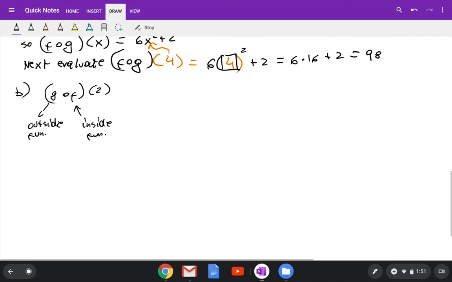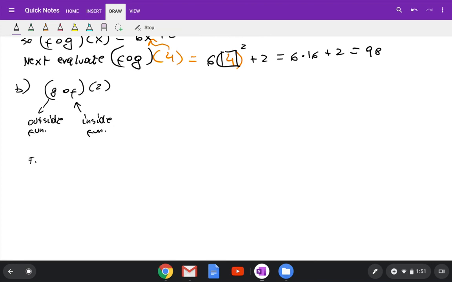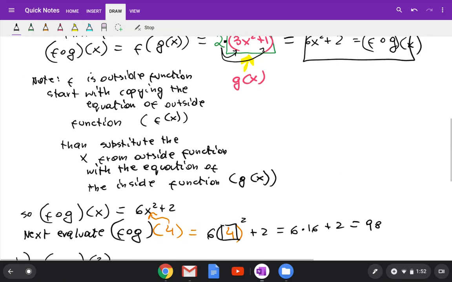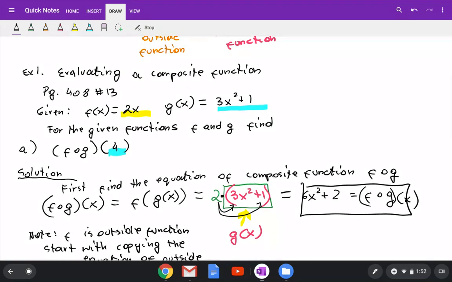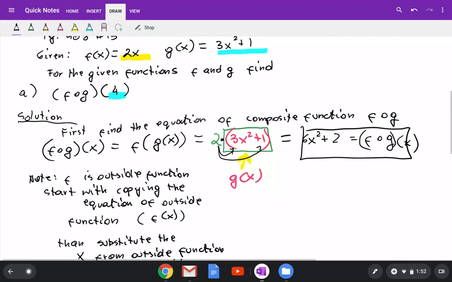So what I recommend, first create G composed with F of X, because that's what they're usually going to ask you. Just create the equation of the new composition. So G composed with F is the same as G of F of X. What that means, that outside function is G. You're going to start with the equation of function G. So let's go back. Equation of function G is 3x squared plus 1.